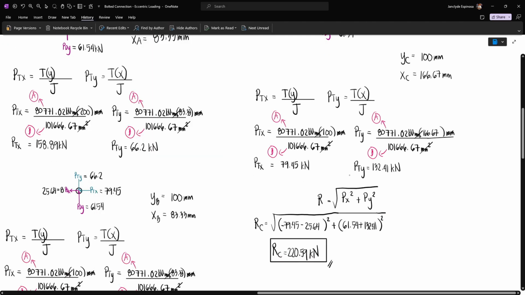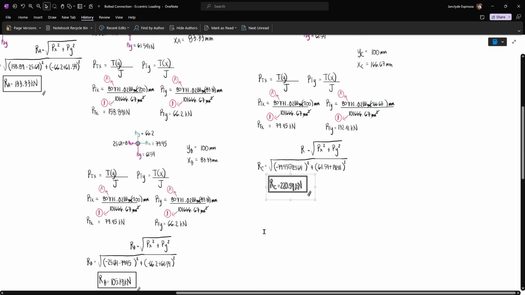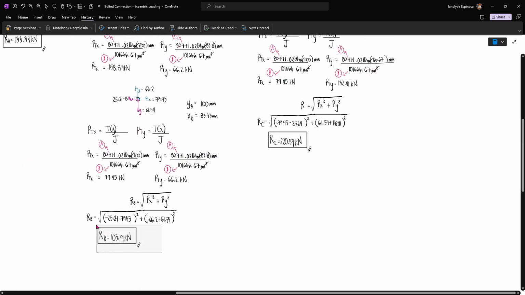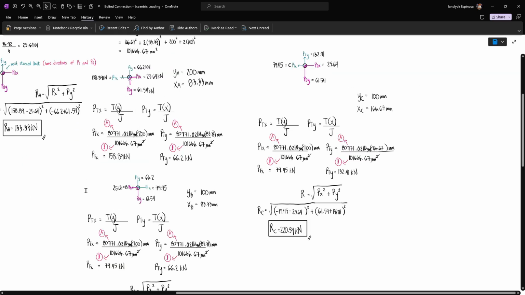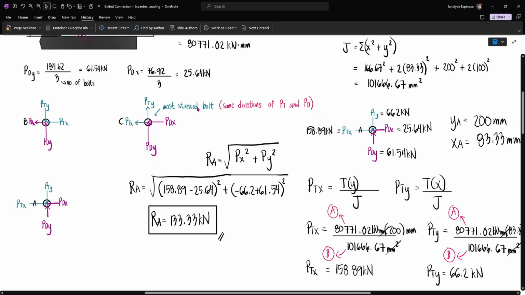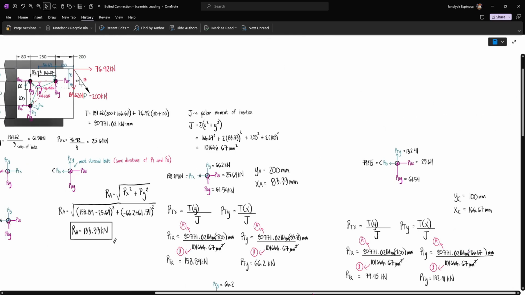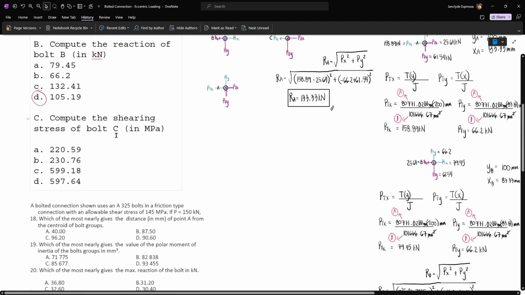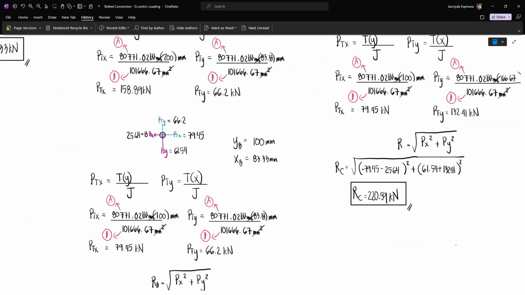And so notice that RC is the largest among all the bolts. This is only 105, while RA is 133.33, but this carries the largest load. As we have discussed earlier, the most stressed bolt is the bolt wherein the directions of PT and PD are the same. However, we want the shear stress of bolt C, and so in this topic, we have this formula.